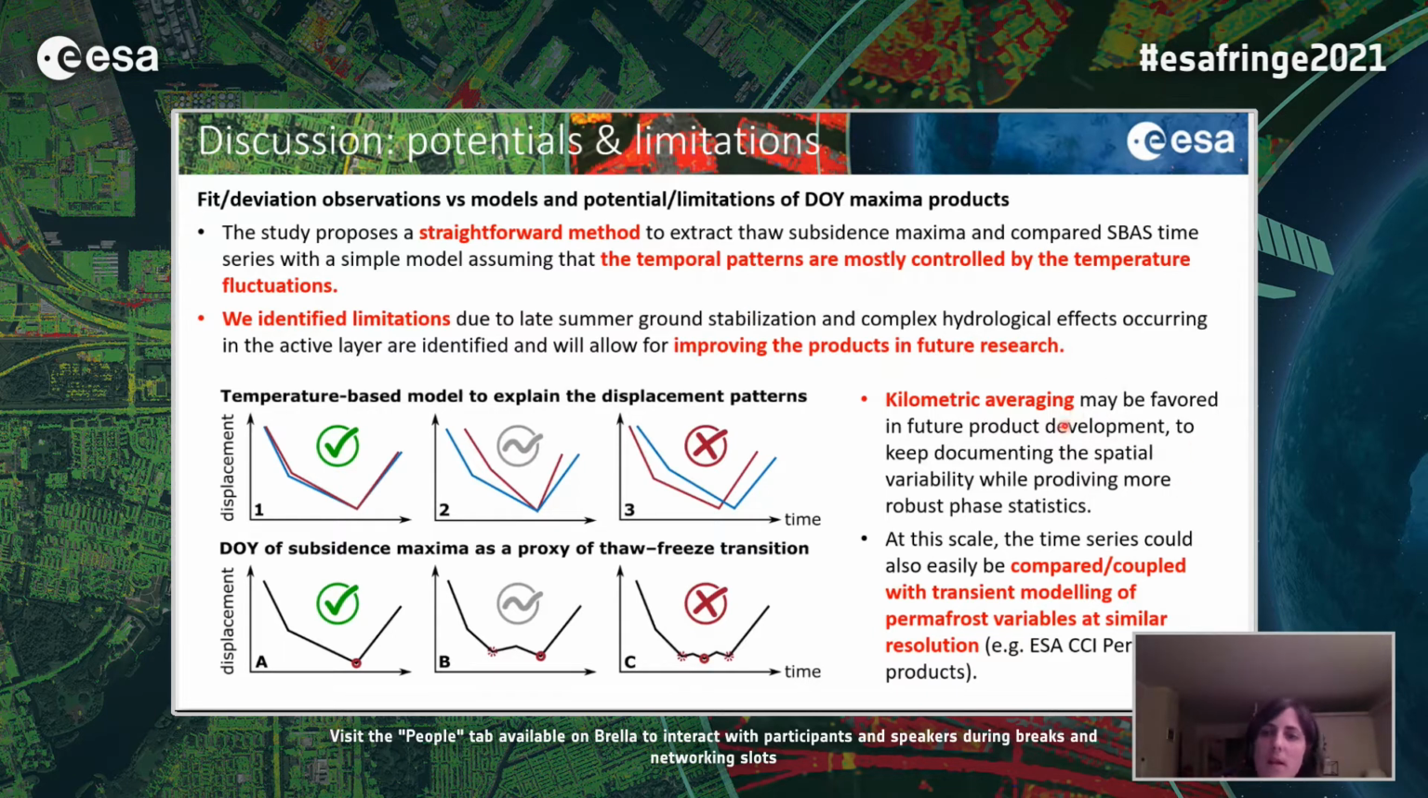But what we can already see is that the square kilometer averaging may favor, in future product development, keeping documenting the spatial variability, but also providing more robust statistics and more representative measurements. And also at this scale, one interesting thing is that the time series could also be easily compared and coupled with modeling of permafrost variables at similar resolution, for example, from the ESA Climate Change Initiative permafrost project.